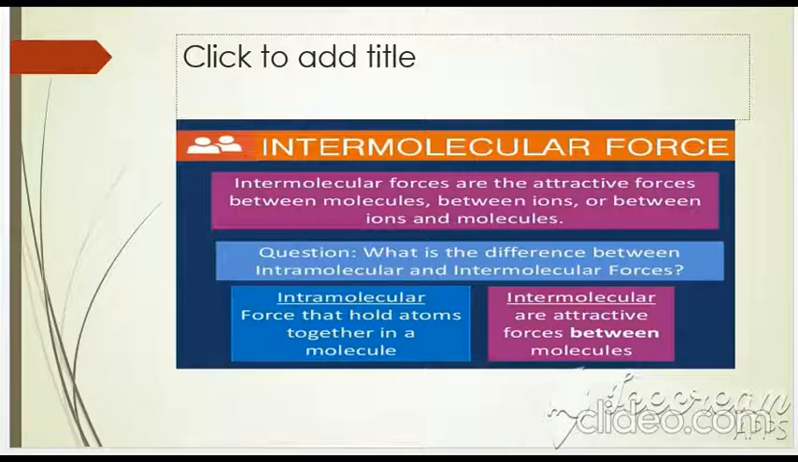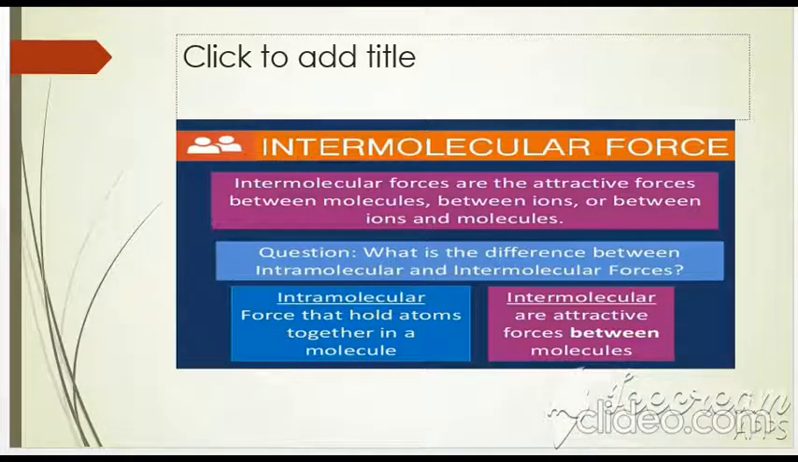What are the intermolecular forces? Inter means between. The forces existing between the molecules. There are two types of forces. These are the forces that are produced when the molecules in the container come close to each other. And there are some other types of forces.